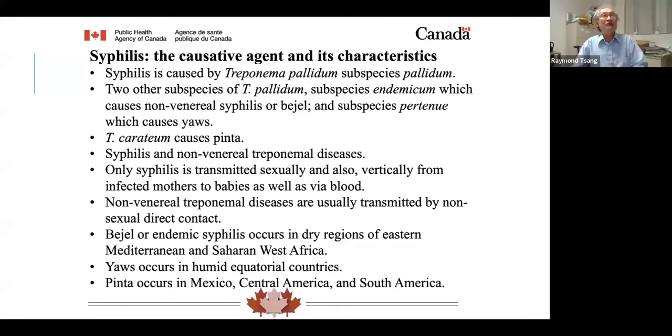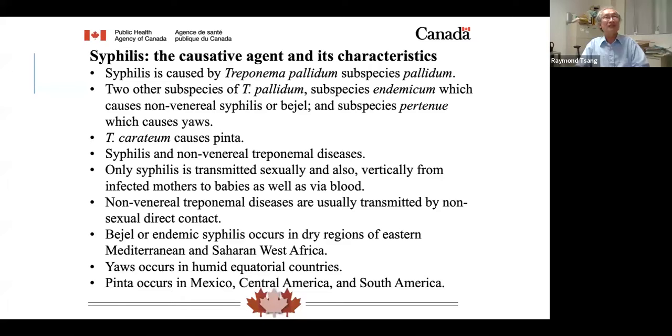Syphilis is caused by the bacterium called Treponema pallidum, subspecies pallidum. There are 2 other subspecies: endemicum, which causes non-venereal syphilis or bejel, and the subspecies pertenue, which causes yaws. And Treponema carateum causes pinta. This group of treponema organisms cause either syphilis or non-venereal treponemal disease.